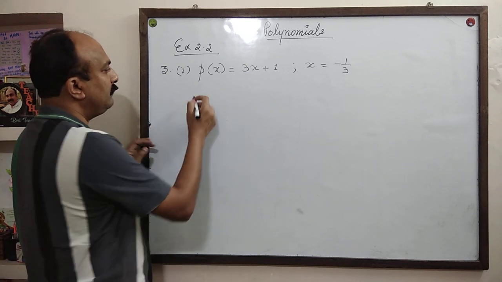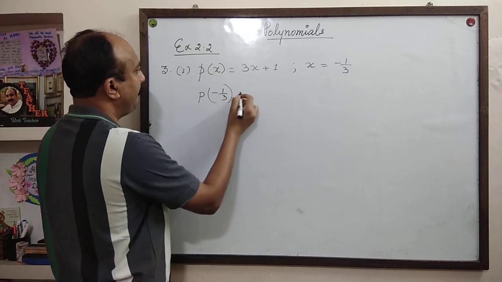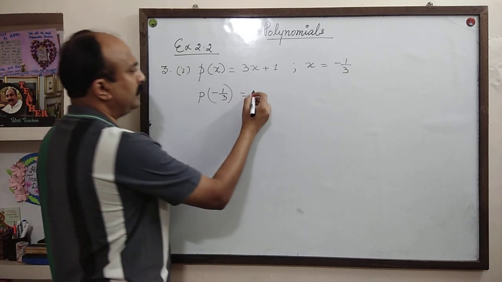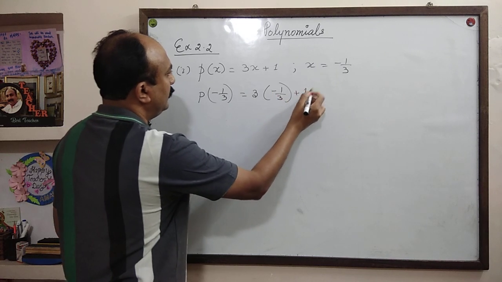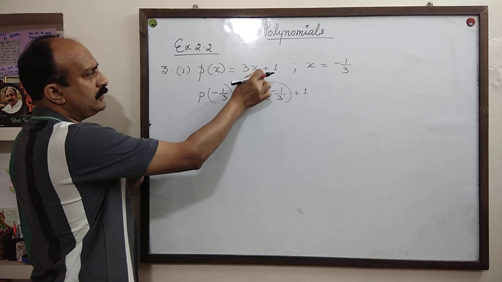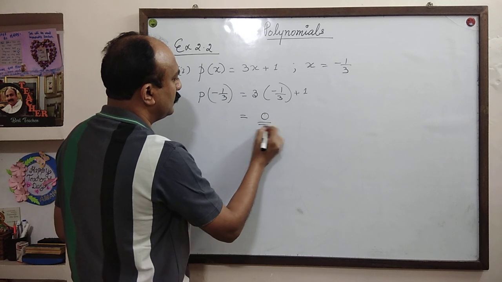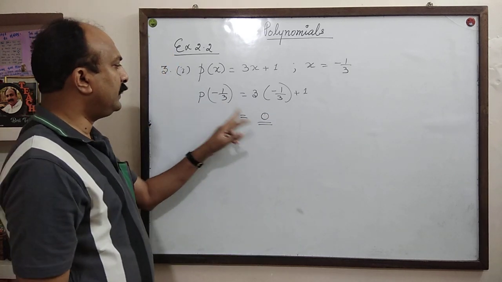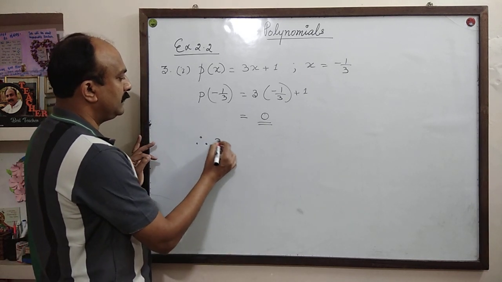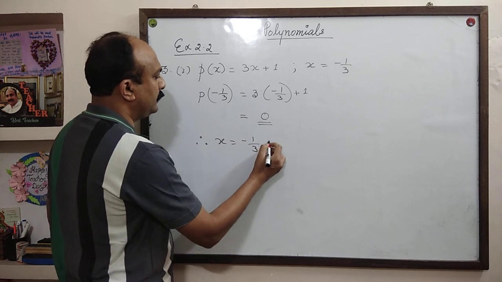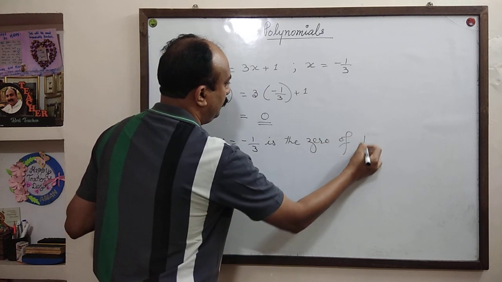So what will you do? We will find the value of p of minus 1 upon 3. p of minus 1 upon 3 means 3 into minus 1 upon 3 plus 1. We will put x is equal to minus 1 upon 3 in place of x. 3 and 3 got cancelled. Minus 1 plus 1 equal to 0. Since we got p of minus 1 upon 3 equal to 0, what will you write? Therefore, x is equal to minus 1 upon 3 is the 0 of p of x.